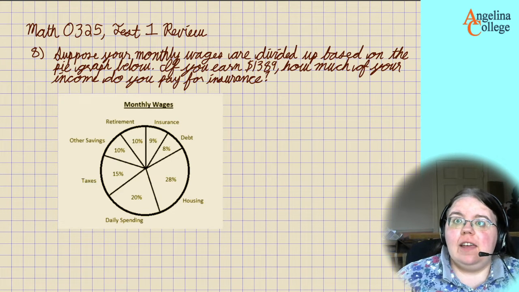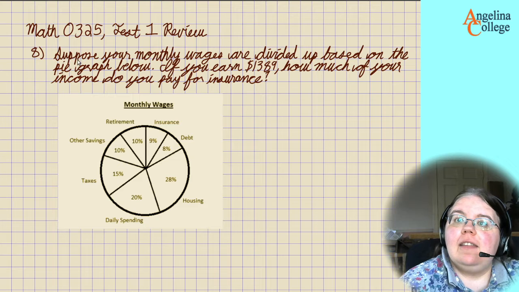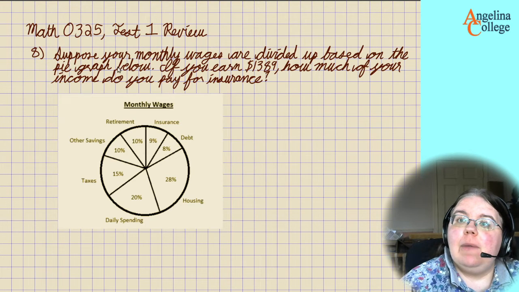For us to take a look at in this video, I've got the Math 0325 Test 1 review, specifically question 8. It says, suppose your monthly wages are divided up based on the pie graph below. If you earn $1,389, how much of your income do you pay for insurance?